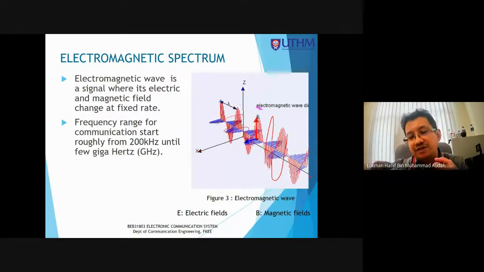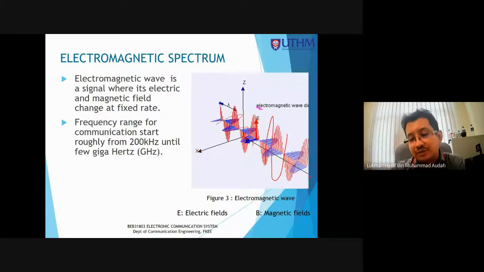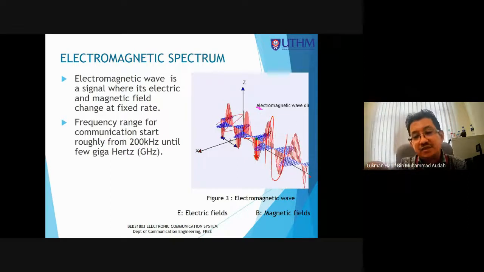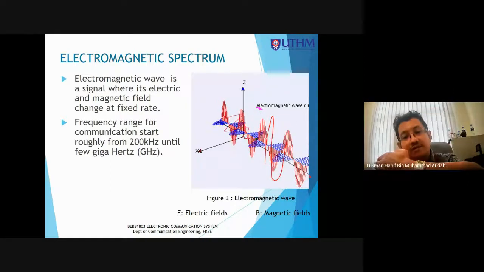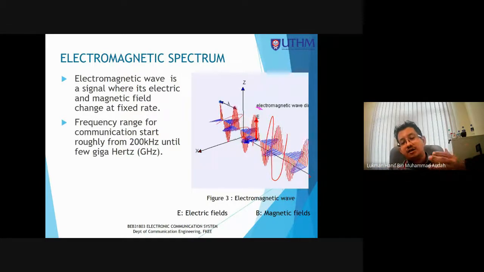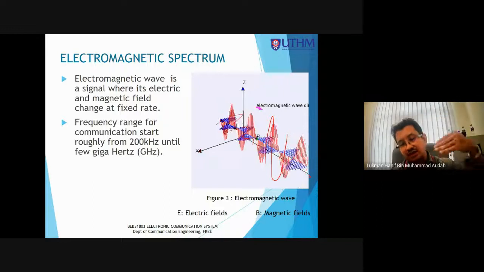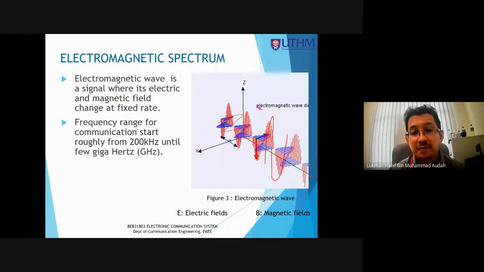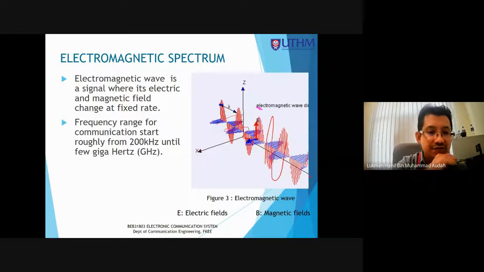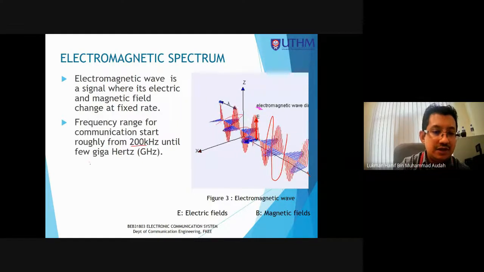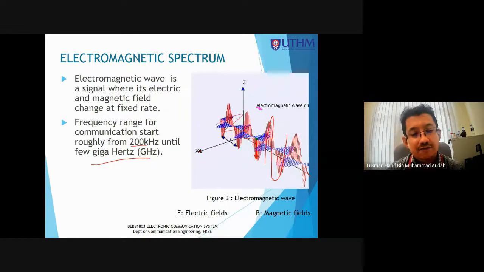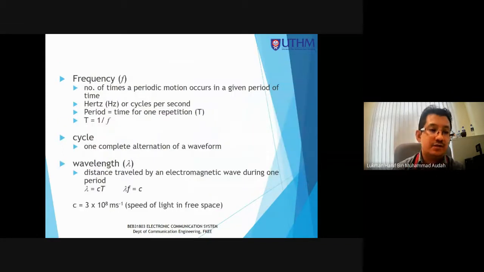So combination of both of these fields move into different directions. So you see that the oscillations are at a different axis, the propagation at a different axis. Ini dia punya sifat. Dia ada oscillation punya axis dengan dia punya propagation axis. Okay, ini sifat dia. So frequency range roughly between 200 kilohertz until gigahertz. So dia range of frequencies is a lot, from kilohertz until gigahertz.